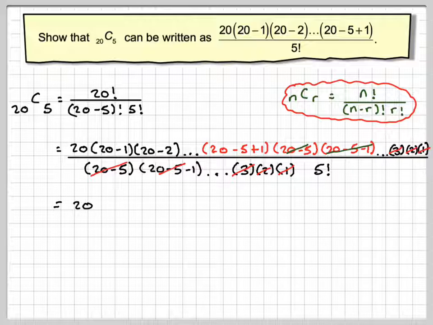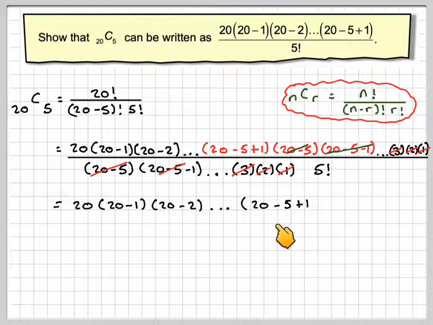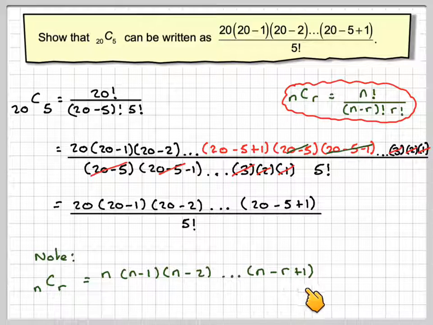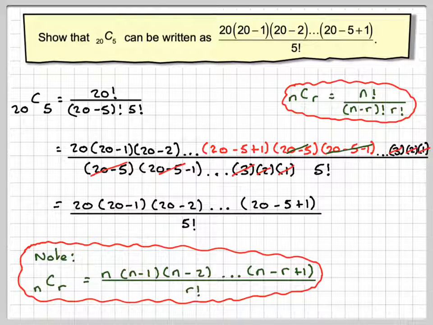So that's going to be 20 times 20 minus 1 times 20 minus 2, and then up until 20 minus 5 plus 1, divided by 5 factorial. And if we note nCr, so n is 20, so it would be n times n minus 1 times n minus 2 up until n minus r plus 1. So r was 5, same as this, divided by r factorial.